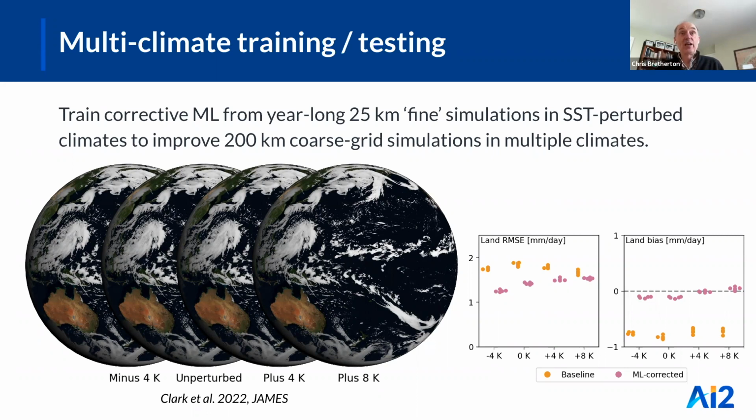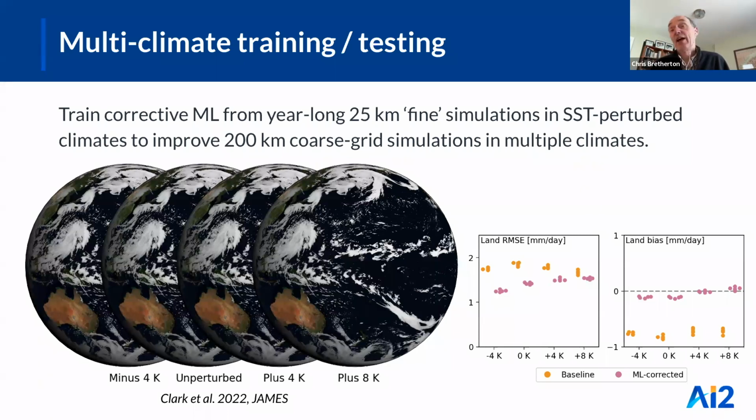But now what we did is we ran 25-kilometer simulations with sea surface temperatures. We unfortunately don't have the ability to ocean couple this model yet. With sea surface temperatures reduced by 4 degrees, unperturbed, and increased by 4 and 8 degrees, we learned nudging tendencies in all of those climates, simultaneously trained on all of those 4 climates, and then applied this one set of nudging tendencies to new simulations run in all 4 of those climates with 200-kilometer resolution. So we can compare that to a baseline 200-kilometer simulation of all of those models. And now we're using the 25-kilometer as the reference by which we measure errors.